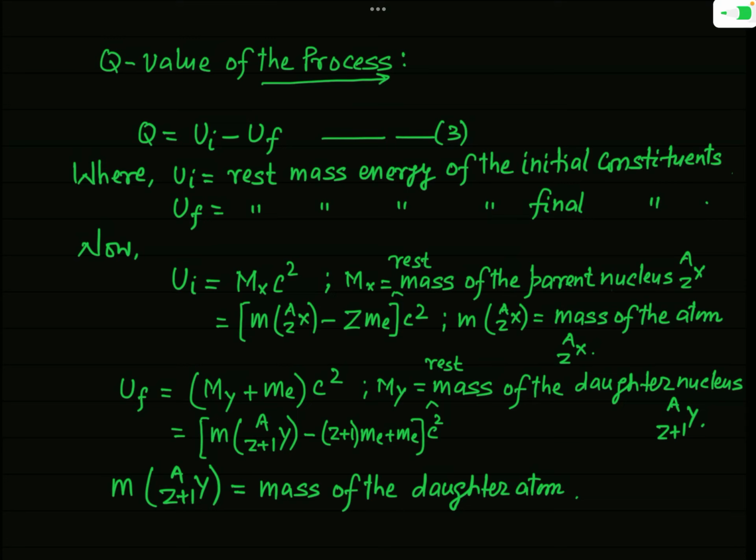Now we will see what the Q value of this process will be. You know, the Q value of the process is found by this equation, Q equals Ui minus Uf. You know it. In fact, Ui is actually the rest mass energy of the initial constituents, and Uf is the rest mass energy of the final constituents.